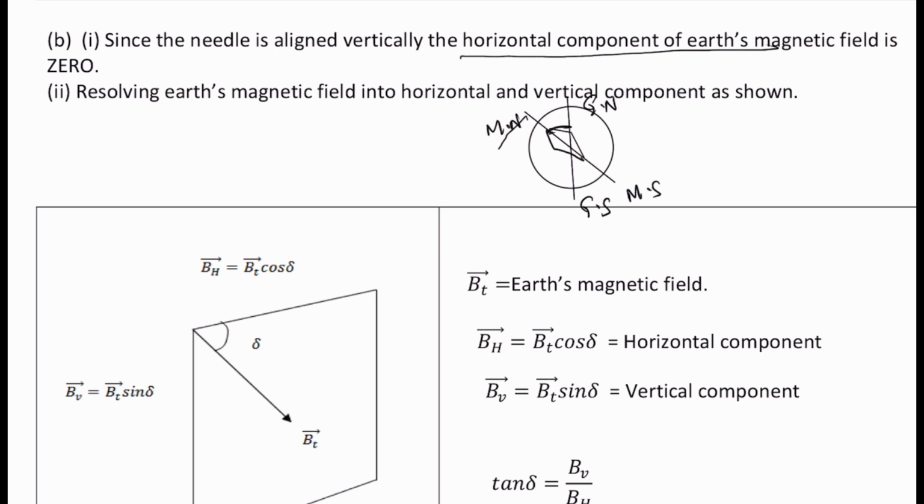So a plane drawn through magnetic north and magnetic south is called the magnetic meridian plane. Correct? And the angle between these two planes, the magnetic north-south plane and the geographical north-south plane, is called the angle of variation, okay?